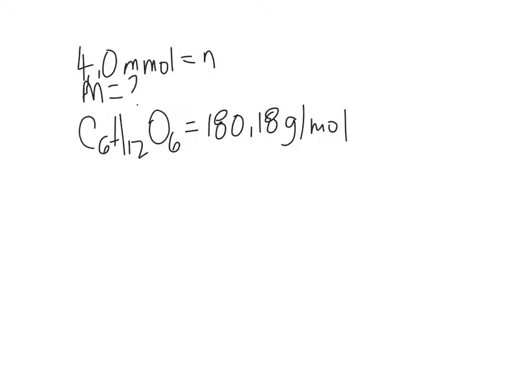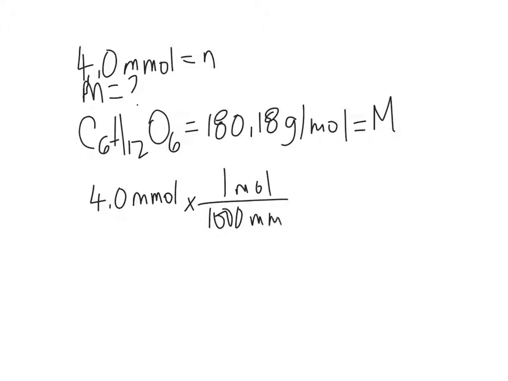So, 4 millimoles. We need mass. We've got molar mass. Are we ready to go? No. You've got to convert 4 millimoles to a mole. And we know 1 mole contains 1,000 millimoles. So you take your 4 and divide by 1,000. So we've got 0.0040 moles. Don't forget this 0 is significant. It's trailing and there's a decimal, so you still keep it.